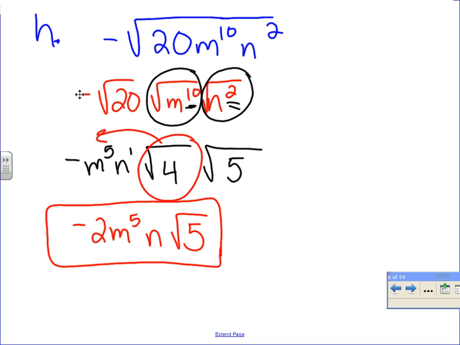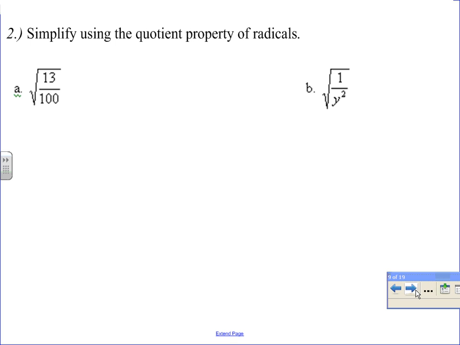I would like to do one more section in this first lesson with you in this recording. I'll save the last section for the second recording. Okay, so we're going to go to number 2 on that second page of your notes. The directions in number 2 say simplify using the quotient property of radicals. So these are pretty easy.